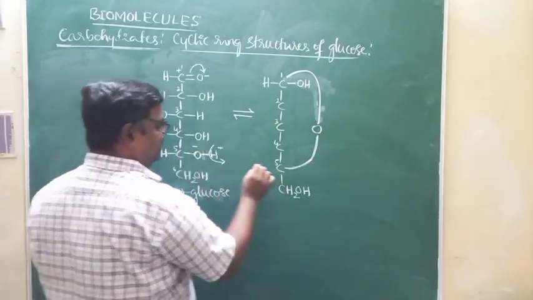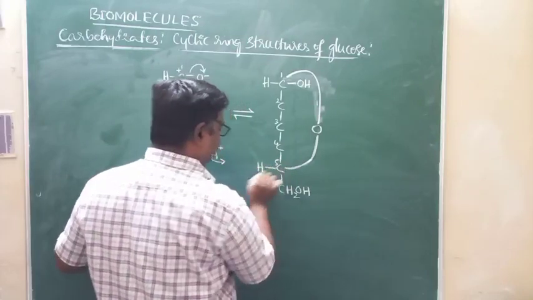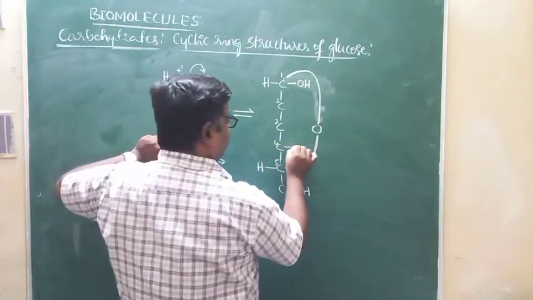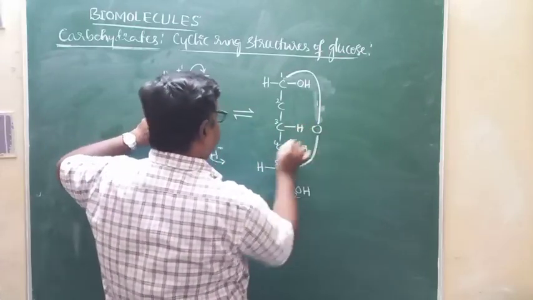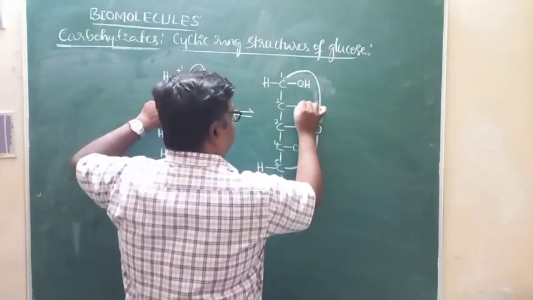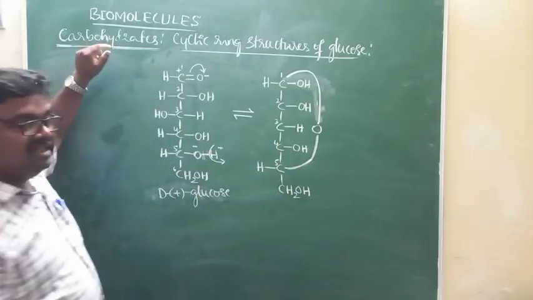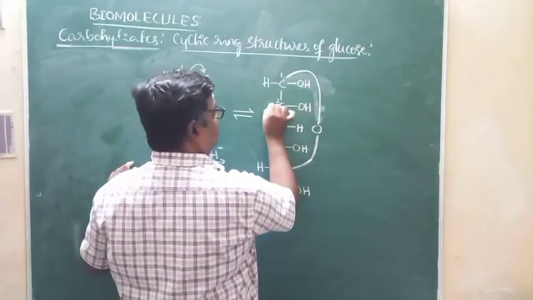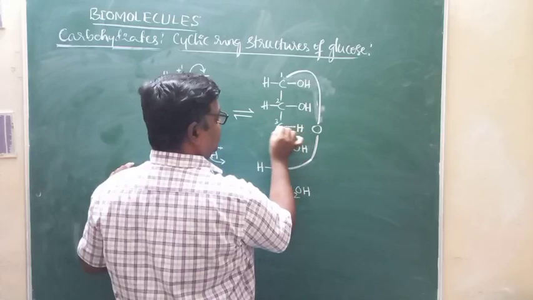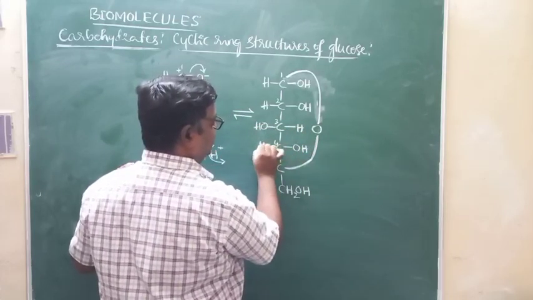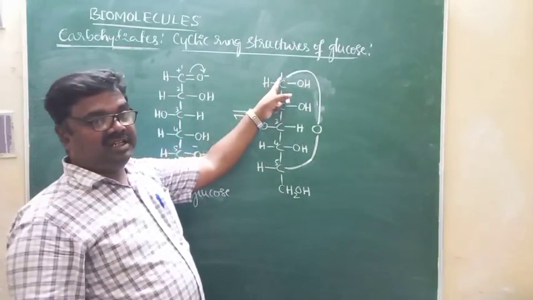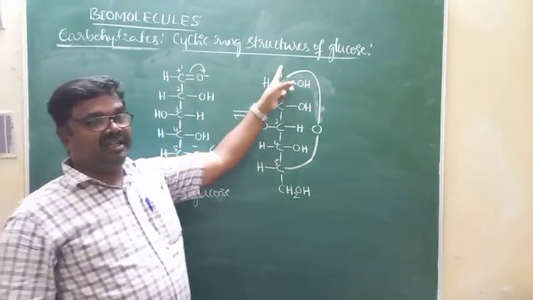Here this 5th carbon atom is characterized by hydrogen. You write the 4th carbon atom with OH, the 3rd carbon atom with H, and the 2nd carbon atom with OH. Remaining things we write as they are. And if it is OH here, it will be H here; where it is H here, it will be OH. This is what we call the Fischer cyclic ring structure of glucose.